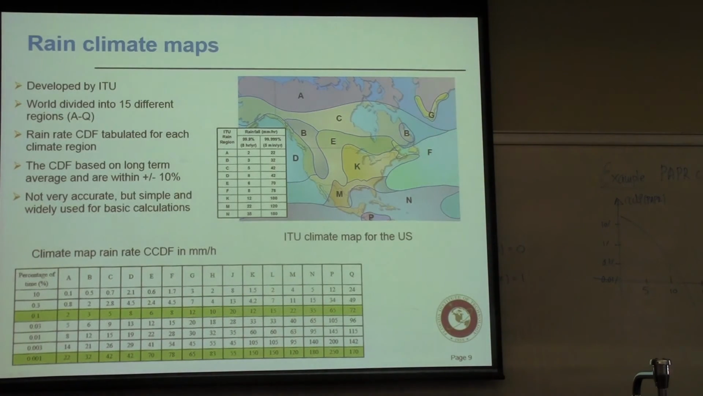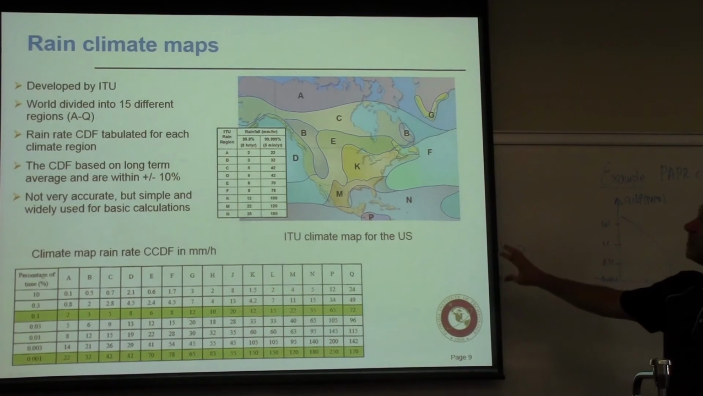So there are two major approaches for how all of these data are compiled. First is through what is called rain climate maps.